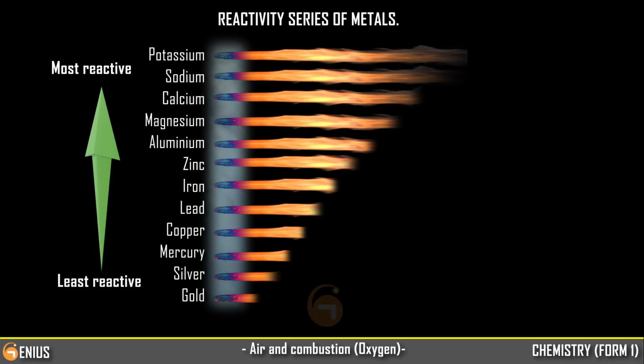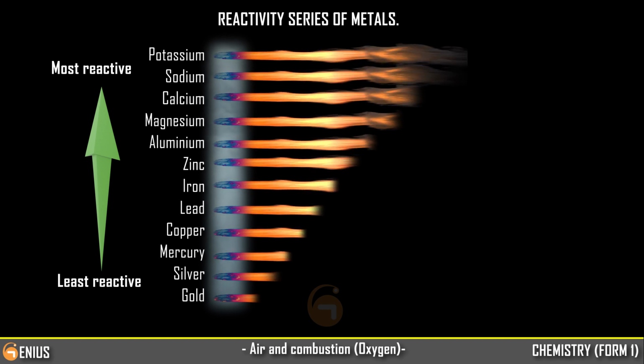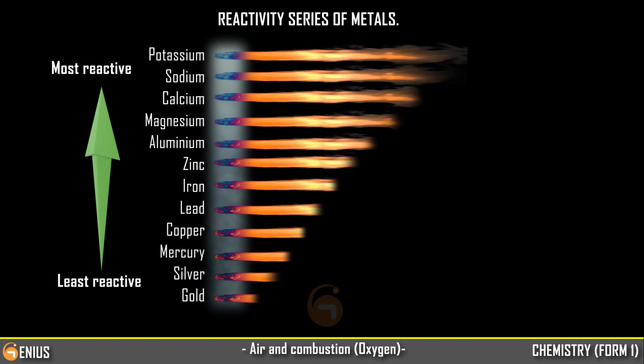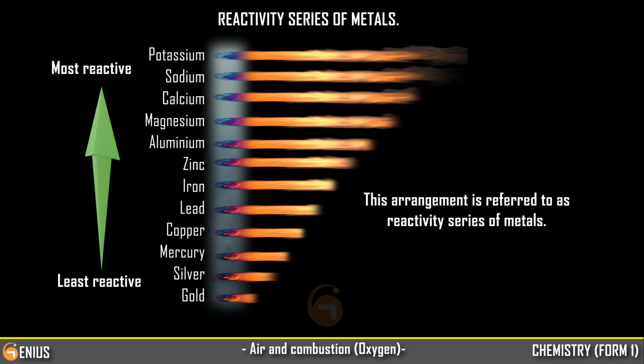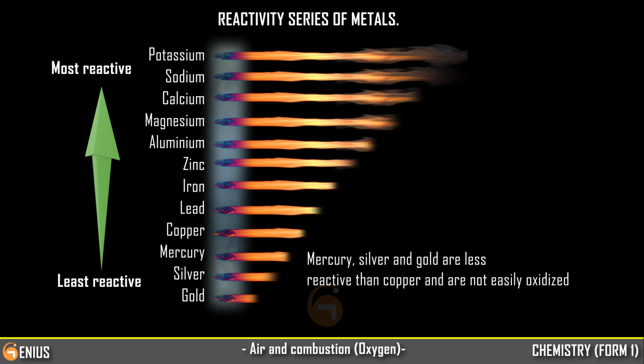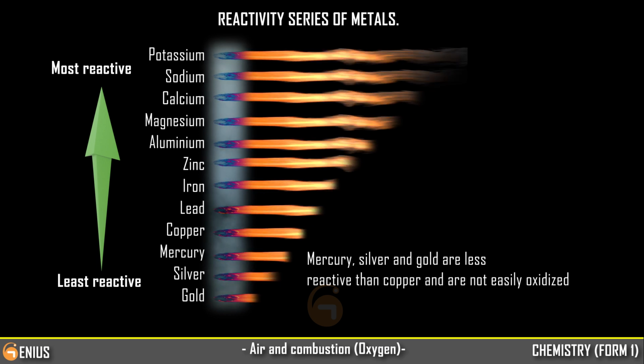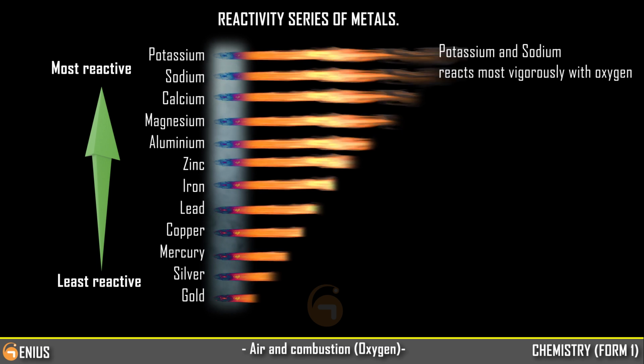Reactivity series of metals. Metals can be arranged in order of their rates of reaction with oxygen, from the most reactive to the least reactive. This arrangement is referred to as the reactivity series of metals. Mercury, silver, and gold are less reactive than copper and are not easily oxidized. Potassium and sodium react most vigorously with oxygen.